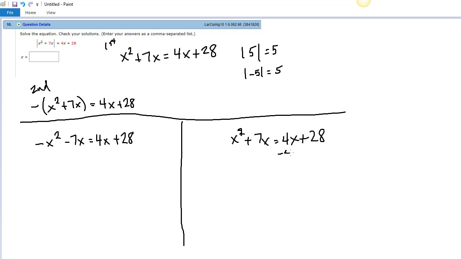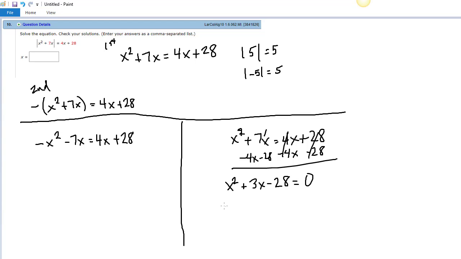I'm going to bring everything to the left-hand side, because it's a quadratic. So I have x squared, and then 7x minus 4x is 3x, minus 28 equals 0. Then we try to factor, and we need to decide what multiplies to give negative 28 and adds to give 3, and that would be a plus 7 and a minus 4. We have to solve both of those, and we find that x equals negative 7 for this one, and here x would be equal to 4.